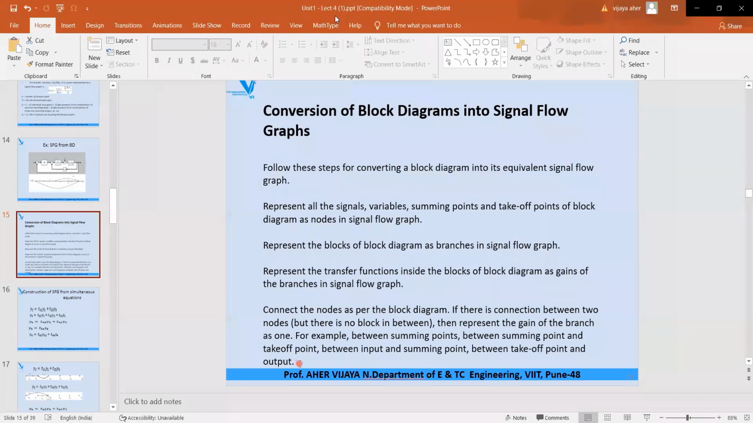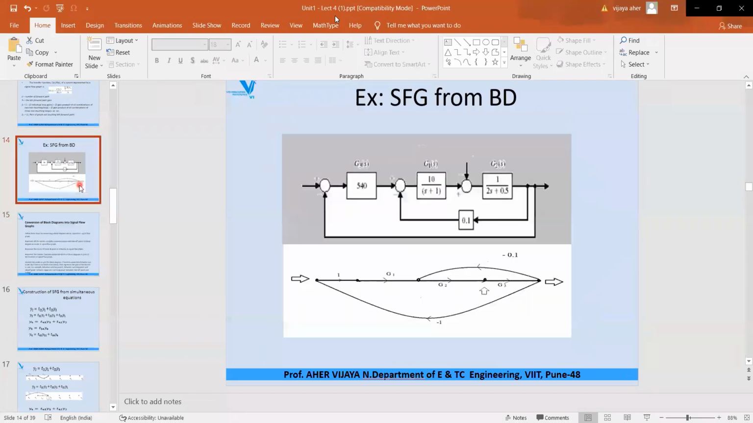Are you with me, students? Yes, ma'am. Now have a notebook and pen. You are going to transfer block diagram into signal flow graph. Take pen and pencil, notebook. Draw this diagram. First example. Try to draw this signal flow graph for this block diagram.